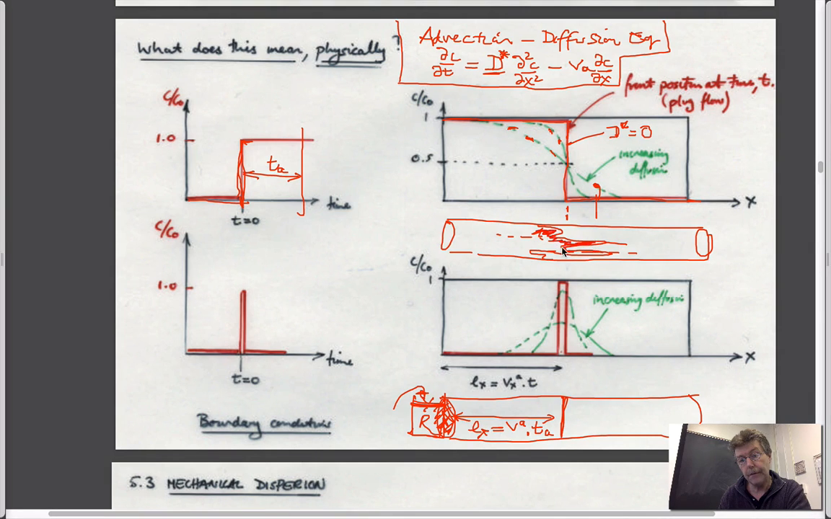I can't lift up my pen because it has a problem. I don't know whether this looks coherent to you or just like a scribble. But if you look at any point across the aquifer here, this would be 100% concentration, this would be 100% concentration, this would be 0% concentration.